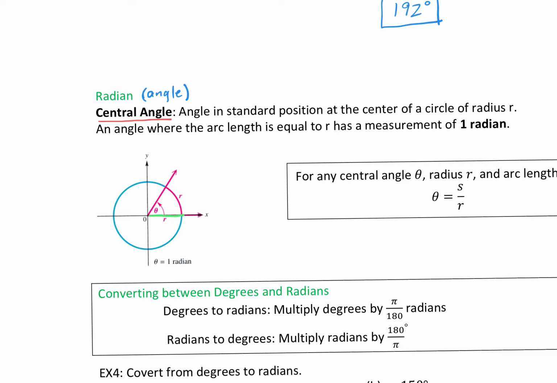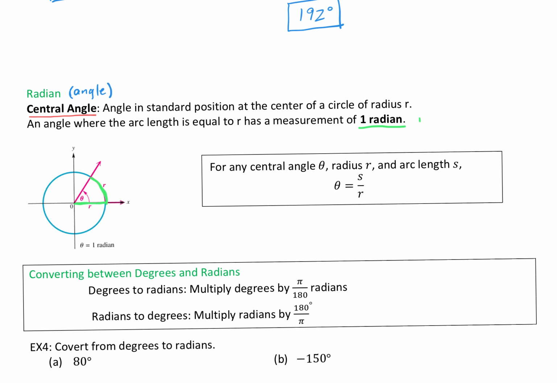If the angle forms a length around the circle, that's what we call our arc length. If the arc length, between the initial side and the terminal side of our angle, is equal to the radius of the circle, that is what we call 1 radian measure. It's 1 because we're taking the arc length, in this case the radius, divided by the radius, which is equal to 1. So 1 radian is where the arc length and the radius of a circle are the same.